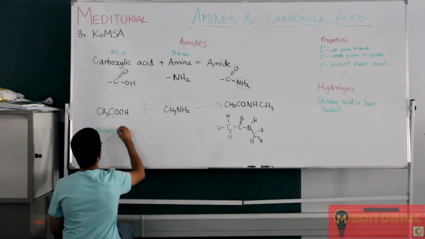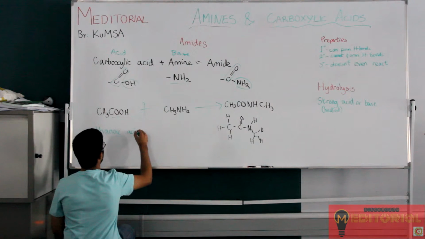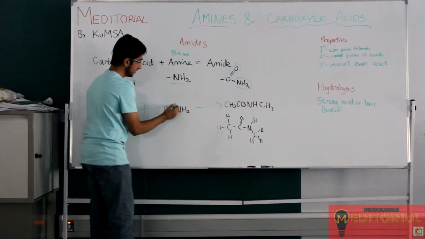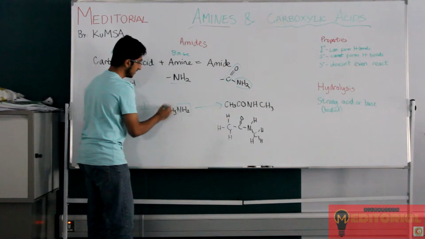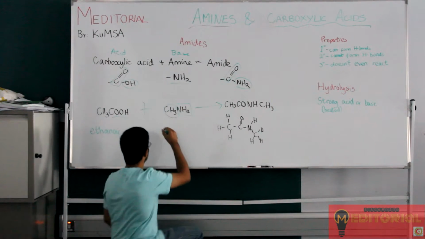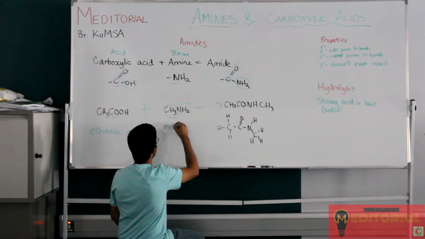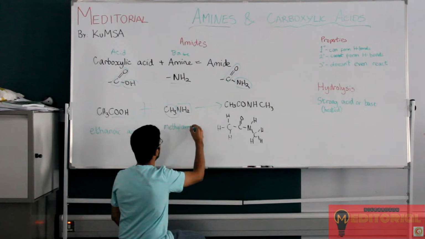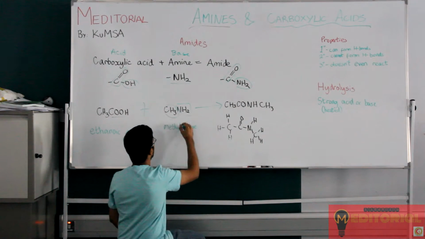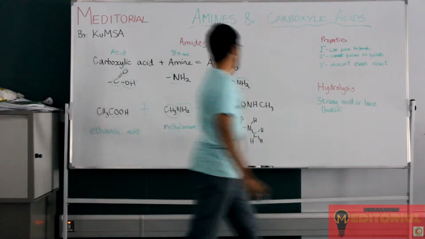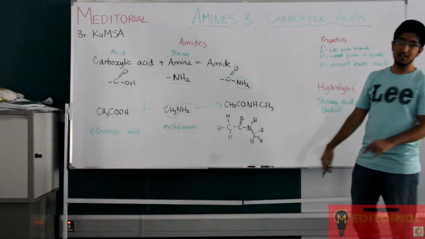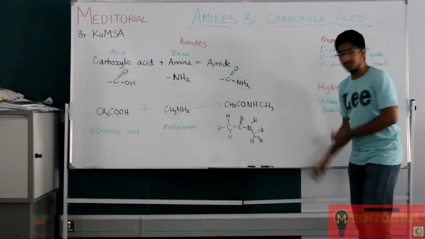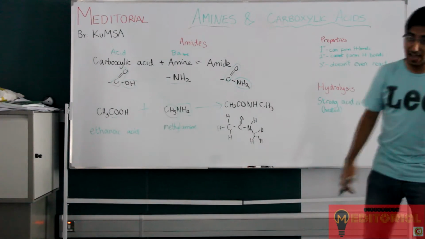Ethanoic acid. As for this, it is an amine and it has a methyl group attached. So it's methyl amine. Okay, now what does that produce? It produces this very weird looking, ultimately complicated amide. It just looks confusing, but it actually isn't.